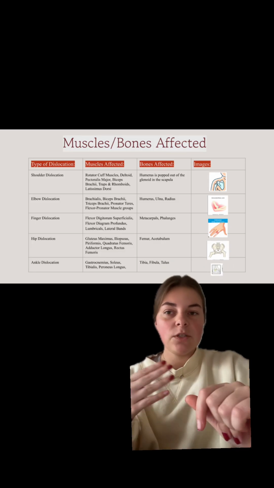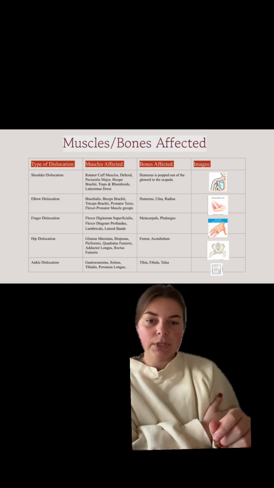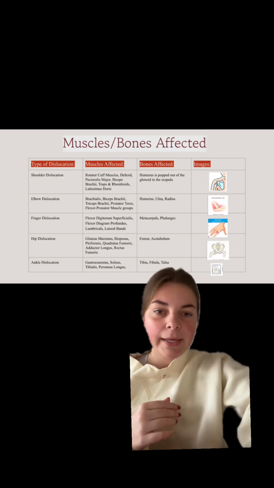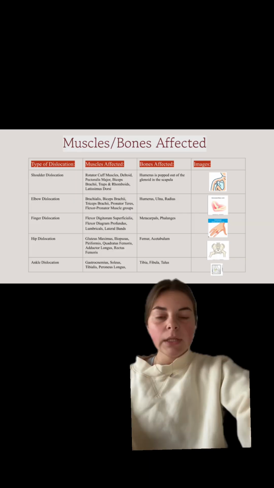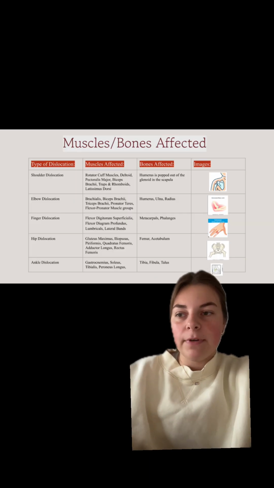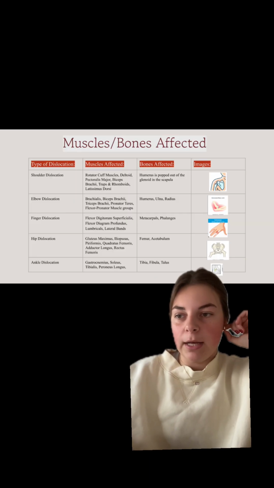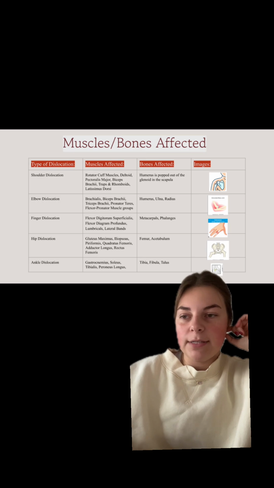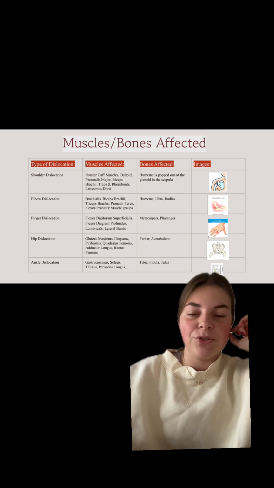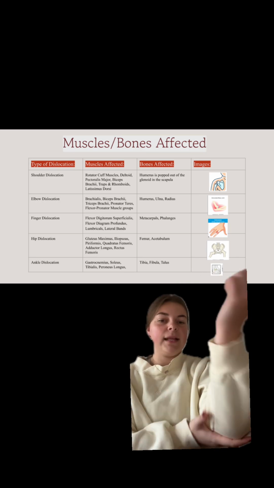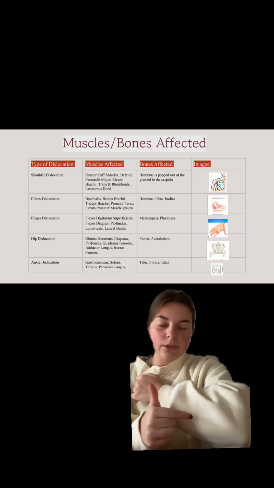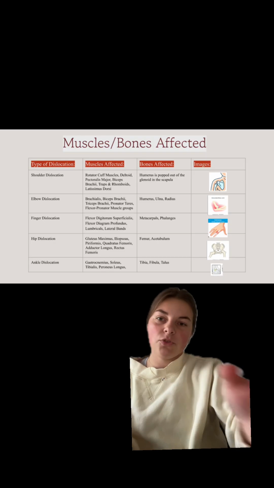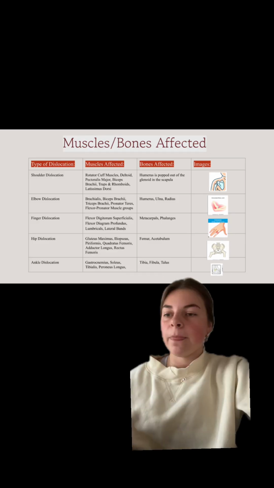The bones, these ones are easier. It's your humerus that is popped out of your scapula. And then there's a little image right up top of a shoulder dislocation. For your elbows, the muscles affected are the brachialis, biceps brachii, triceps brachii, pronator teres, flexor, and pronator muscle groups. And then this one's easier to memorize. The bones affected are your humerus and your ulna and radius because obviously they're popping out of that joint. And then there's another image.